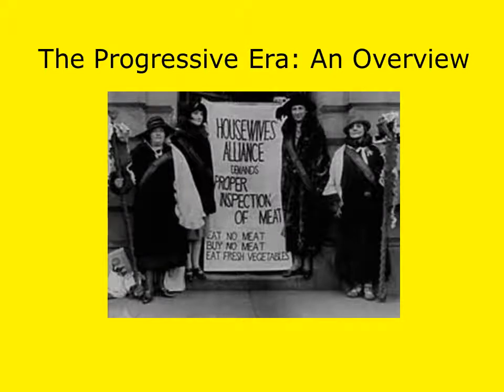In this lecture, we will be examining the emergence of a period in American history known as the Progressive Era. This is a brief overview of the time period. Pictured in this image are women who organized themselves as the Housewives Alliance to protest unsanitary conditions at meatpacking facilities and to demand legislative action to protect consumers. Such organized responses to social, economic, and political problems were an important feature of the Progressive Era.